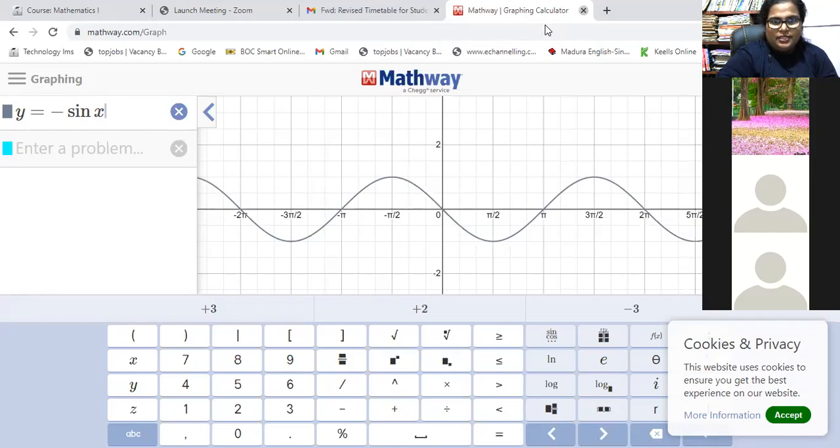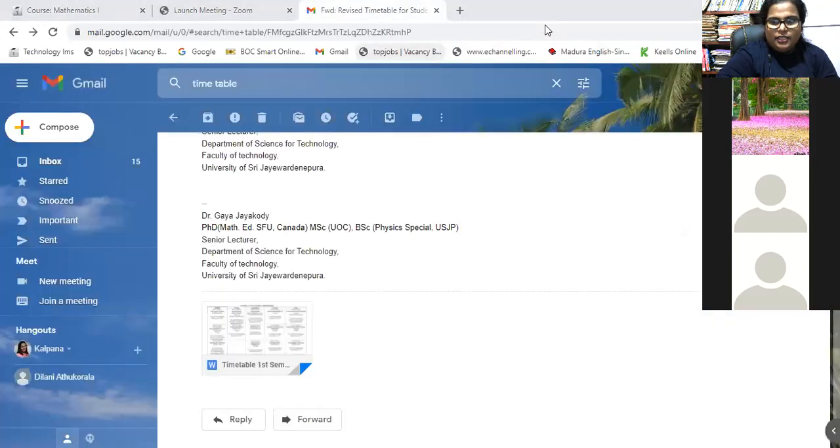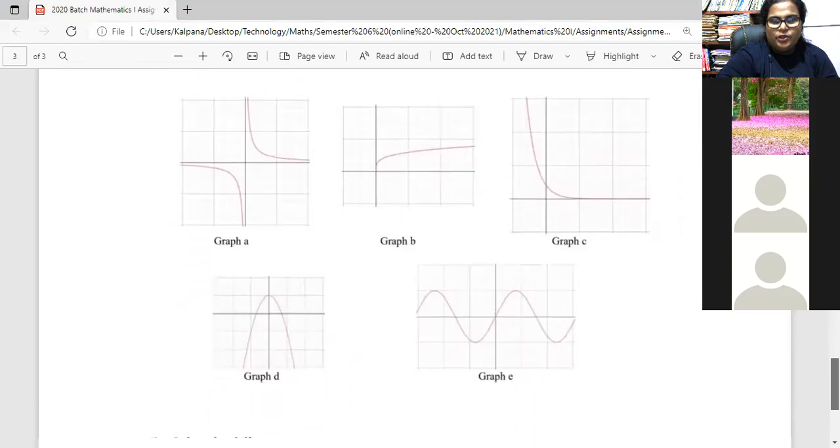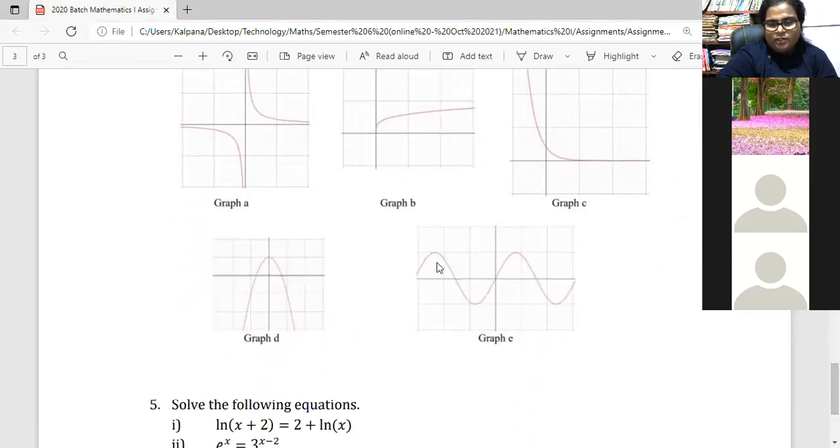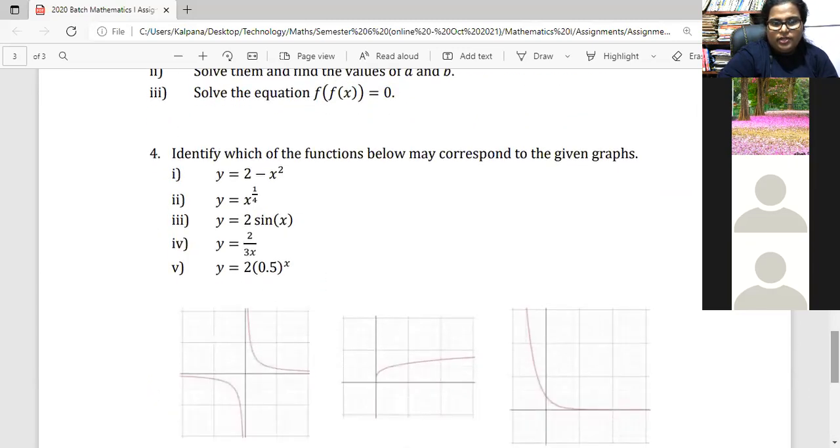So let me share the screen. මම assignment එක පෙන්නන්නම්. Here you have to take, so now you can see this is the sine graph because there are no any graph like this, vibrating wave එකක් විදිහට තියෙන graph එක තමයි මේ graph E එක. So there are no any trigonometric equations in these 5. So you have to match this sin x with the graph E, right? So this is graph E and this is graph D.